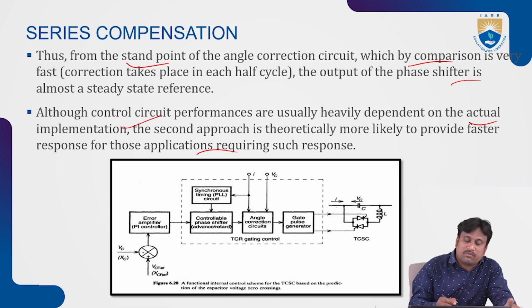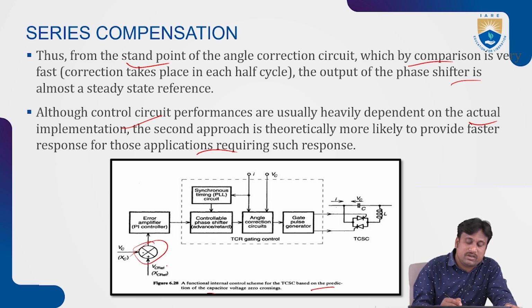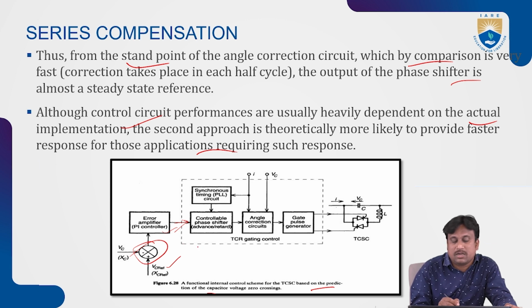Here we will consider a functional internal control scheme for the thyristor controlled switched capacitors, based on the synchronization of the capacitor voltage at zero crossing levels. The reference is given here as VC reference. The error amplifier is connected to a PI controller, which balances the controllable phase shifter advance. The coupling is through synchronous timing with a PLL circuit, which must be interconnected to the angle correction circuits as I and VC.